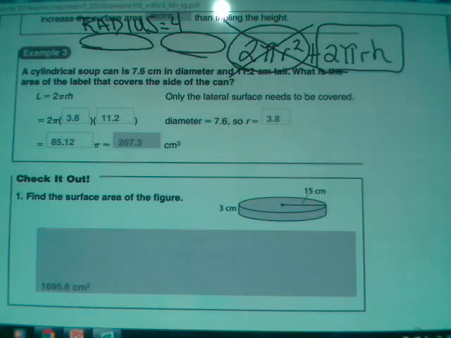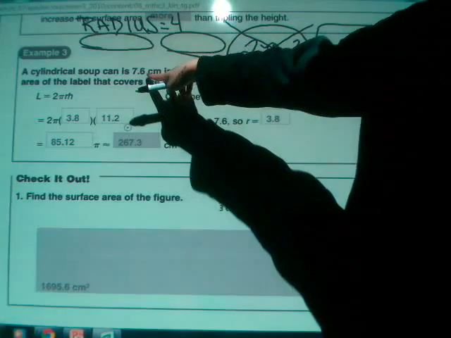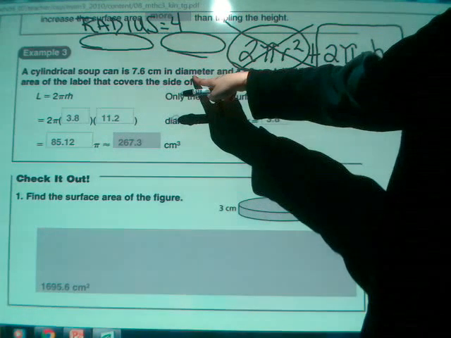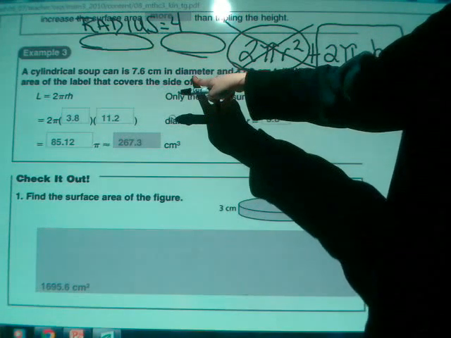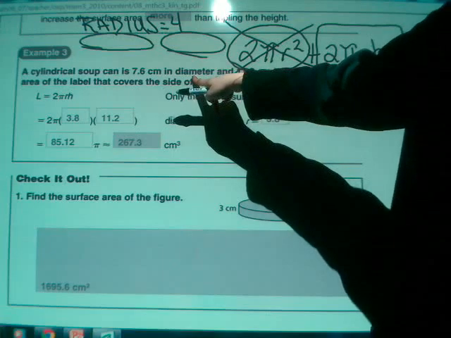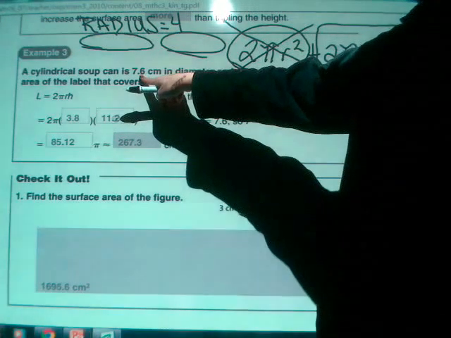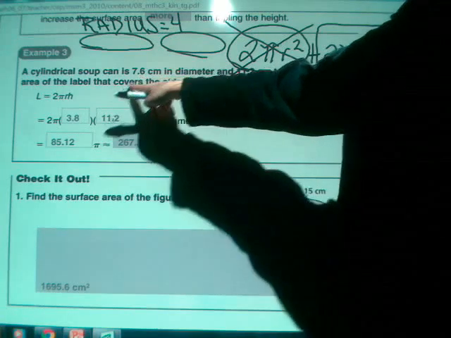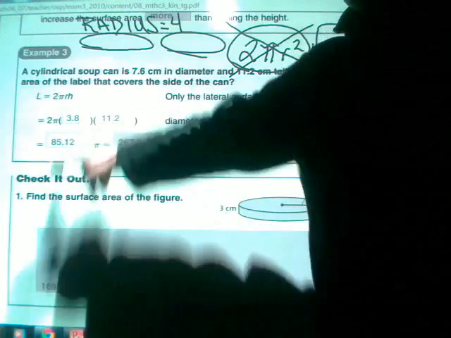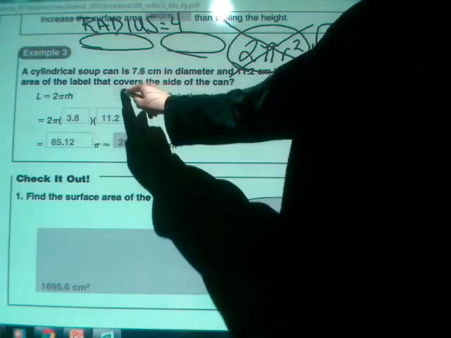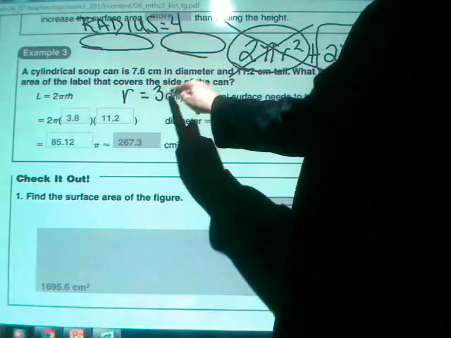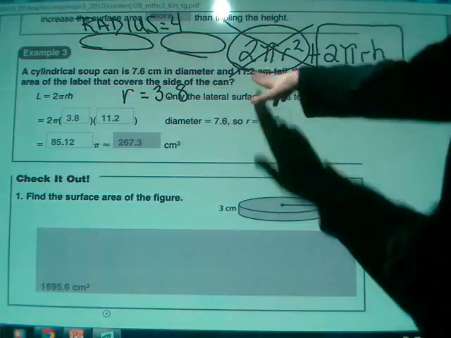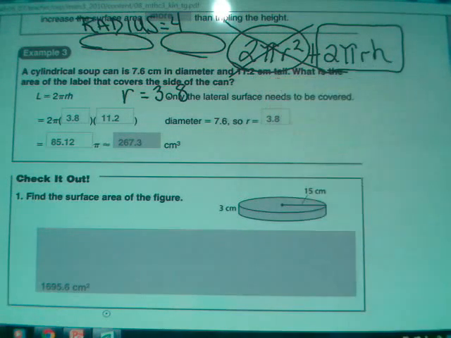Now, what we don't want to do is use 7.6, because 7.6 is the diameter, and I don't want the diameter, I want the radius. So of course you want to start off and cut this in half to get yourself back to the radius. When I cut this in half, as you can see from working in the question here, that's why it says 3.8. And this height, 11.2 centimeters, that's fine.